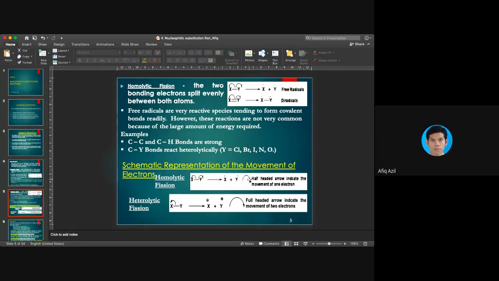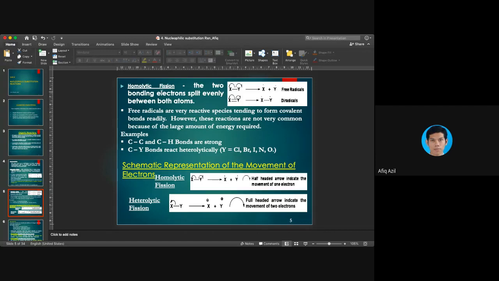Like the one explained here at the bottom. A full-headed arrow indicates movement of two electrons. But for homolytic fission, when only one electron moves, you use a half arrow. So that is important. In a reaction mechanism, how you draw an arrow, be very careful.